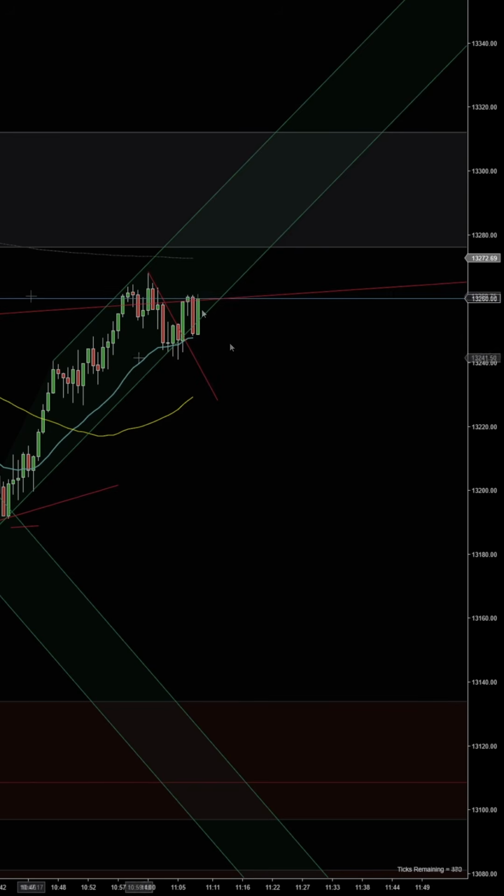Okay, now buyers are trying to push this through. Okay, that green bar is here. After that I need to see this price continue up. So they went through the trend line and they did the retest. Now it should continue up.